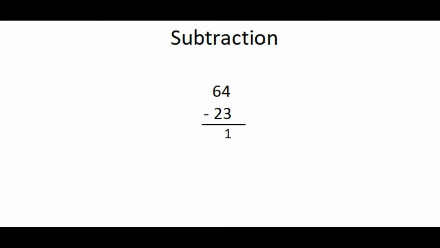The next step is to move over to the next column, the tens column, and subtract. 6 minus 2 is 4. 41 is our answer. 64 minus 23 equals 41.